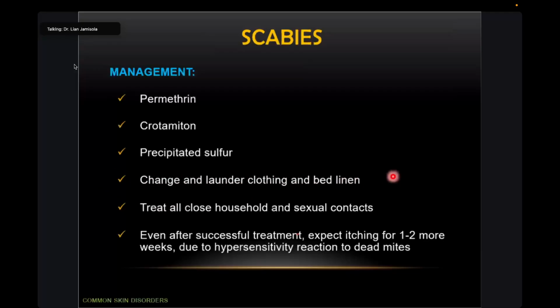And then sometimes, even after successful treatment, you can still expect itching for 1 to 2 more weeks, even after permethrin. So, you assume the Sarcoptes are dead because of the permethrin, but they're still itching. And this happens due to the hypersensitivity reaction to the dead mites. So, it doesn't mean that you have to treat again with permethrin, but you just now have to treat the hypersensitivity reaction.